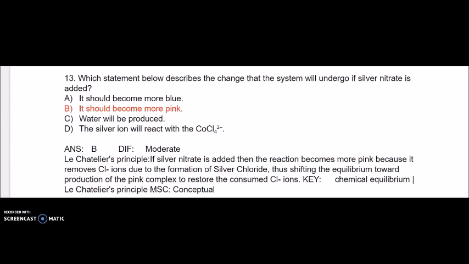So the correct answer is letter B. Again, we're in the land of Le Chatelier. If you add silver nitrate, then the reaction is going to become more pink because it's going to remove the chloride ions due to the formation of silver chloride, thus causing the equilibrium to shift toward that production of that pink complex to restore the consumed chloride ions. So there you have it. On to number 14, still with our Pink Panther problem.